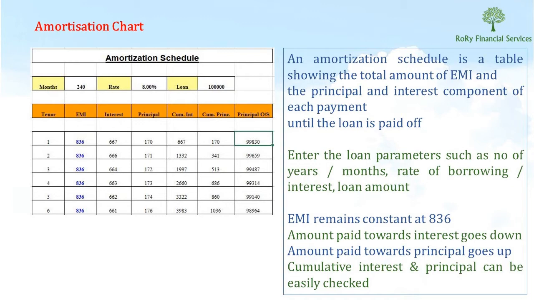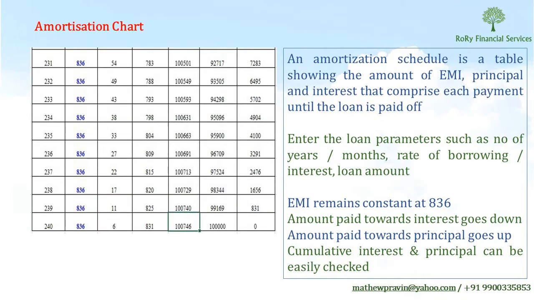An amort chart can also help you easily understand the cumulative interest and principal paid as on any given month. So if you scroll down to the end of the chart, then on the 240th month, that is the last month of the 20 years that I borrowed for, the EMI is of course the same, 836 rupees. The principal component is now 6 rupees only. The interest component is 831. And to pay off this loan, I have of course paid off 1 lakh as my principal, but I have paid off 1 lakh and 746 rupees as my interest payment.